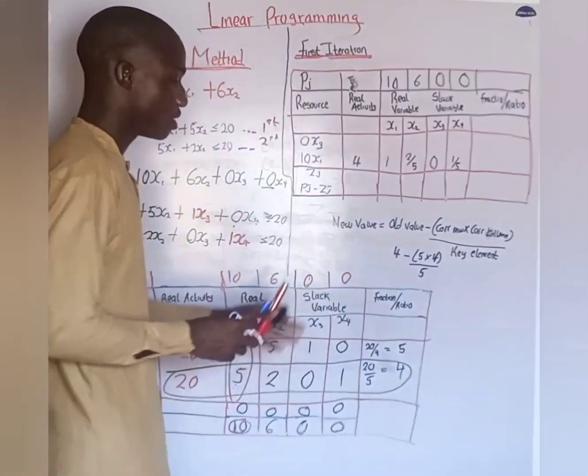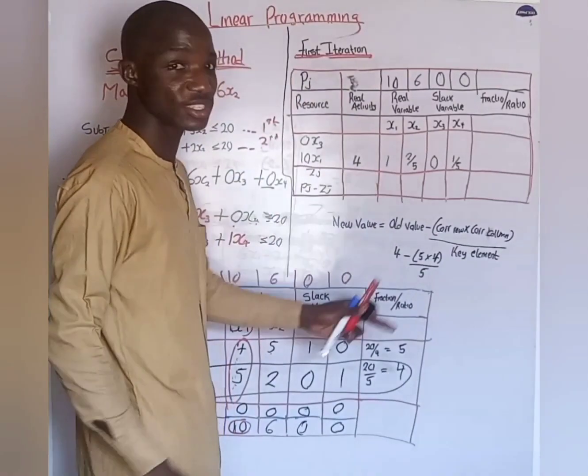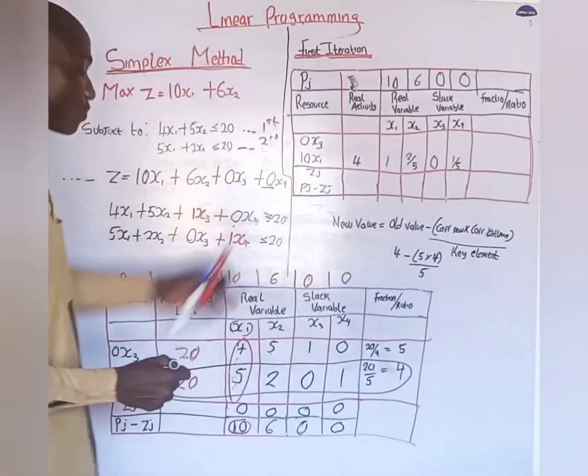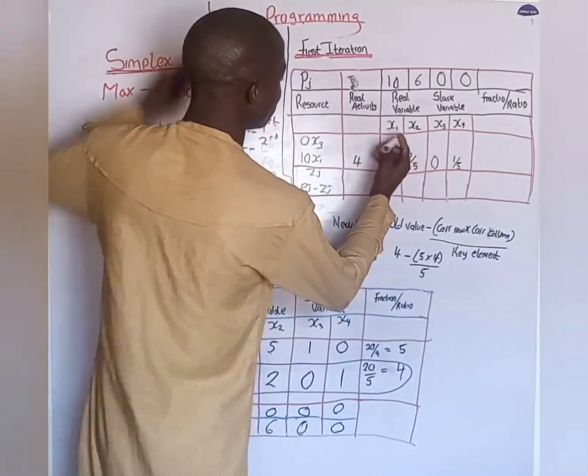So if you punch your calculator, you are going to get 0. 5 multiplied by 4 is 20. 20 divided by 5 is 4. 4 minus 4 will be 0. So the value of this will be 0.